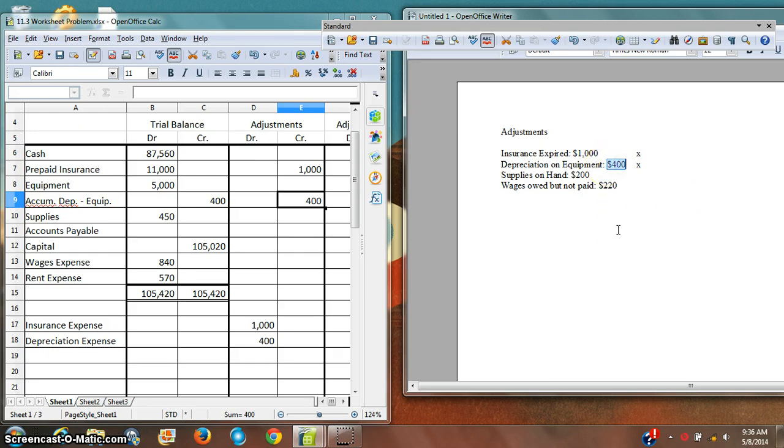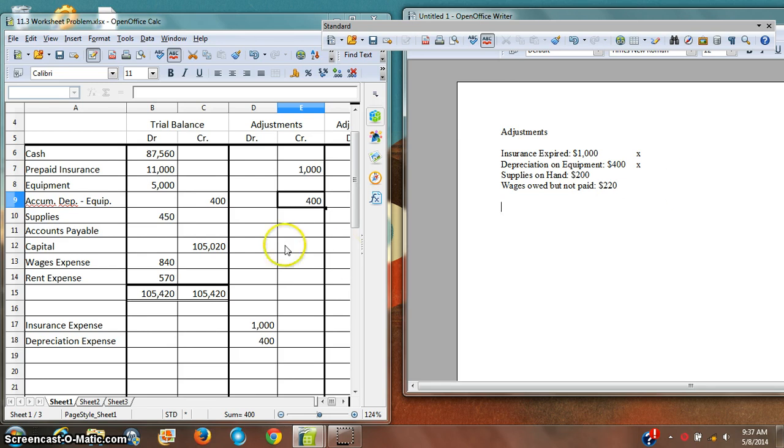I don't have to figure it. It's just right there in the problem. And also the same thing with wages paid but not owed. It's right there in the problem. I know that that's the amount I have. So supplies is the only thing that I'm going to have to do some calculation for.